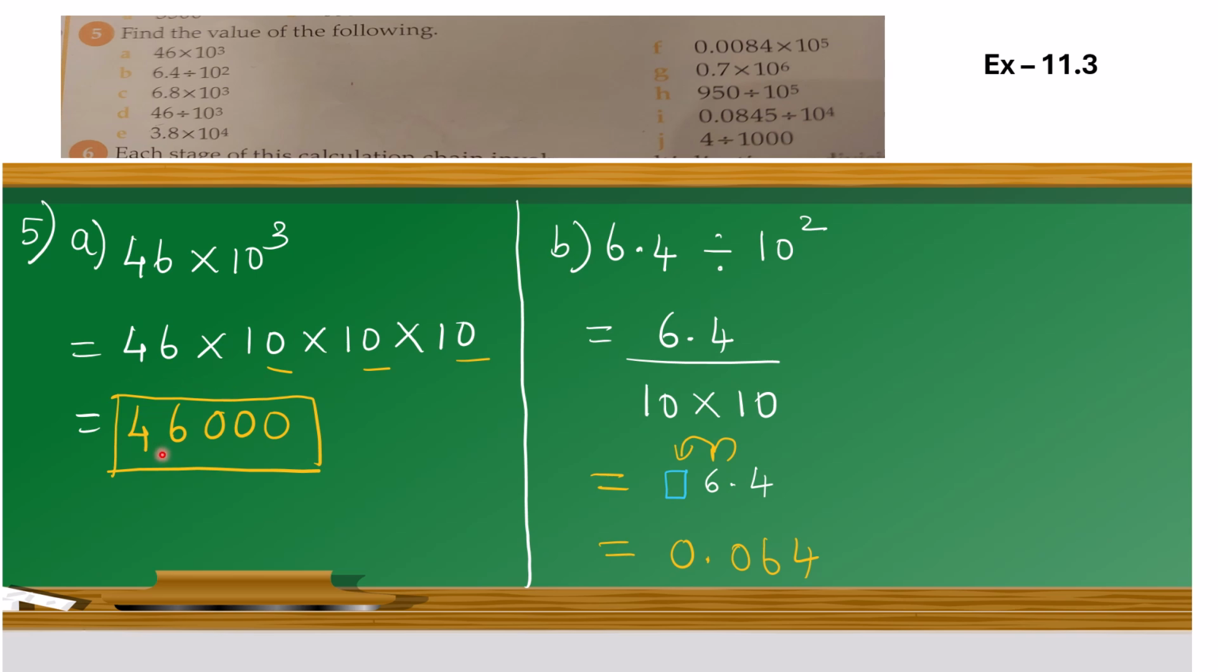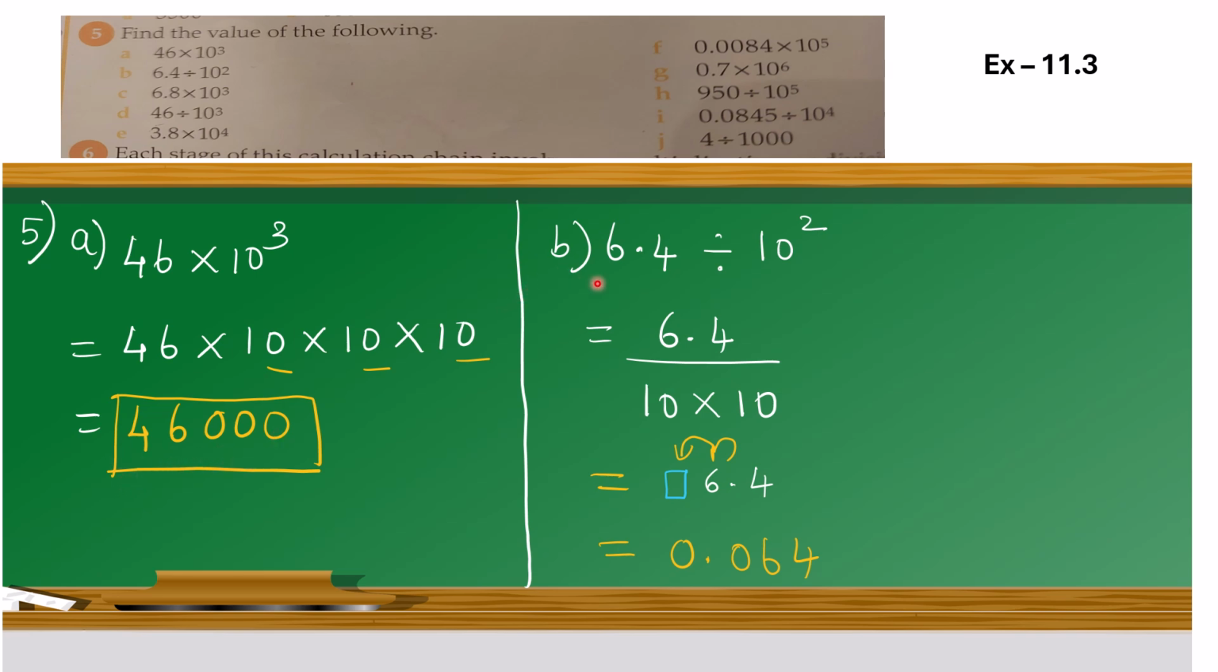Now just write the number 46. How many zeros do we have here? 1, 2, 3. So just add the 3 zeros to the end of the number. Okay. So the final answer is 46,000.